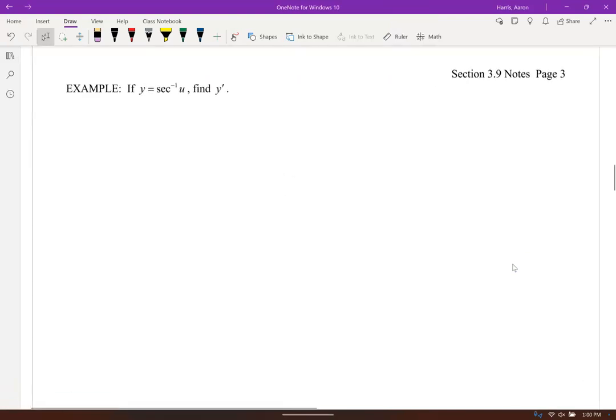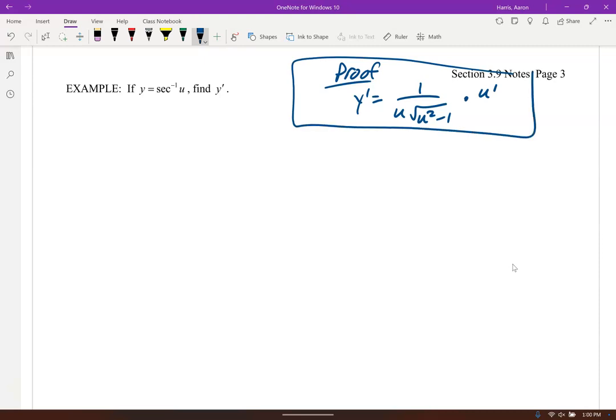Okay, here's my next one here. We're going to prove that the derivative of the arc secant is 1 over u times the square root of u squared minus 1, times chain rule u prime. This is what we're going to prove.